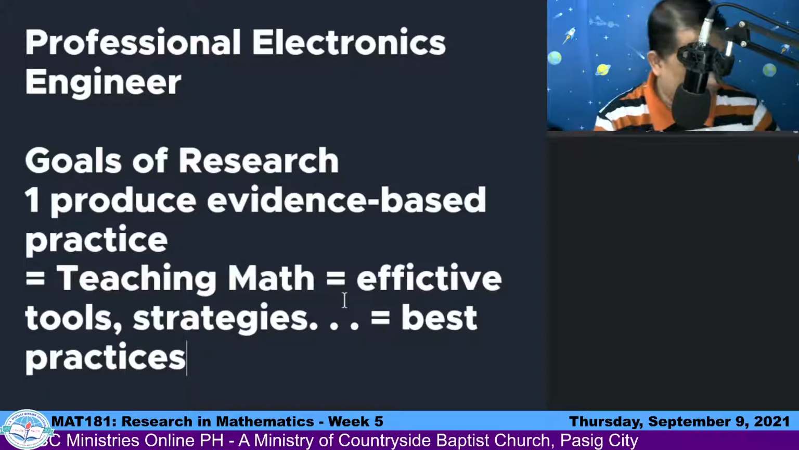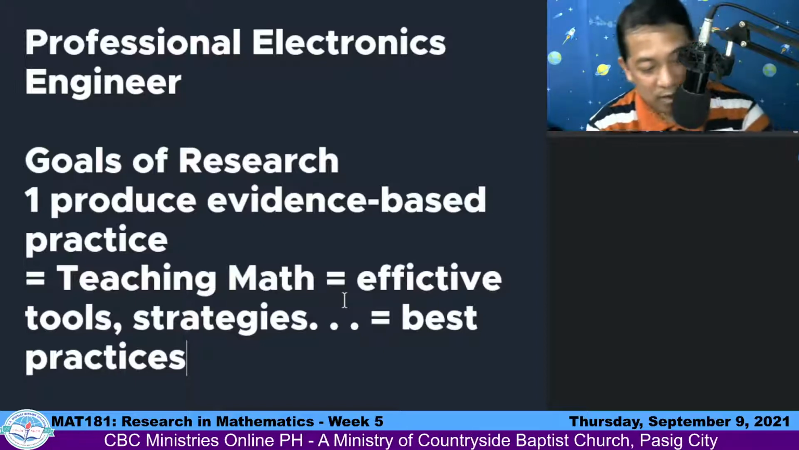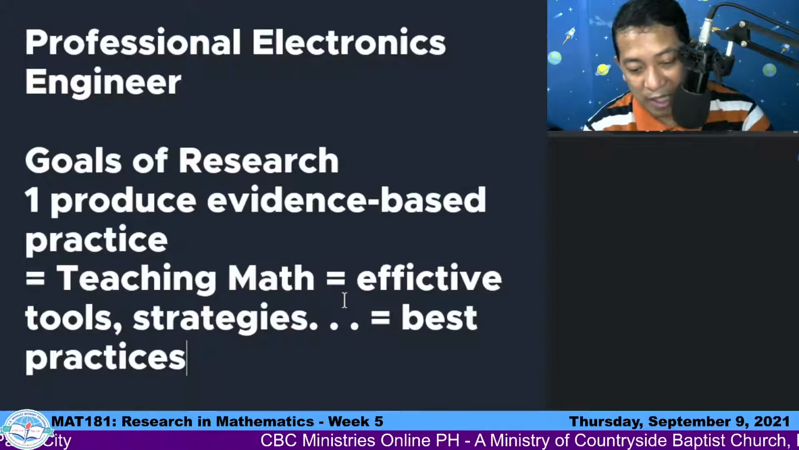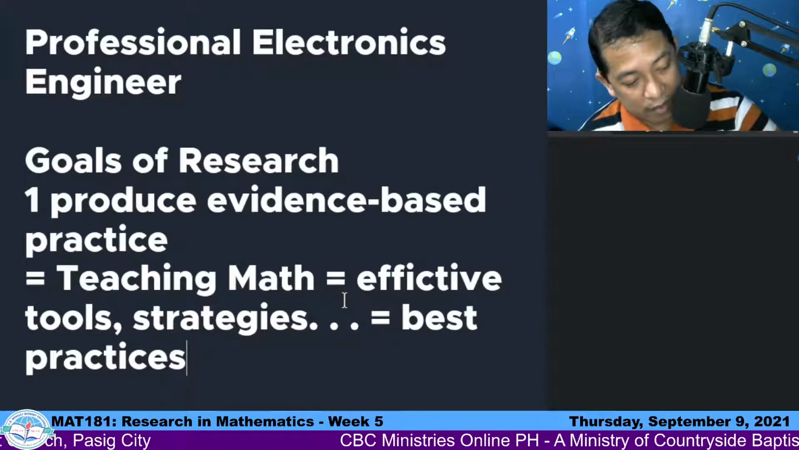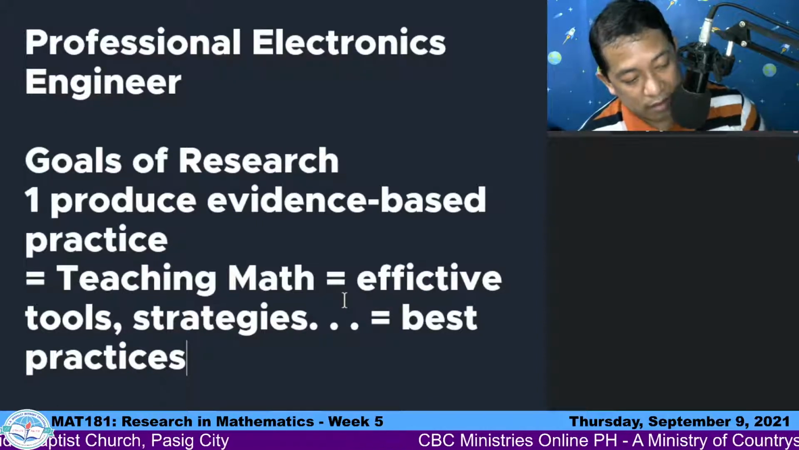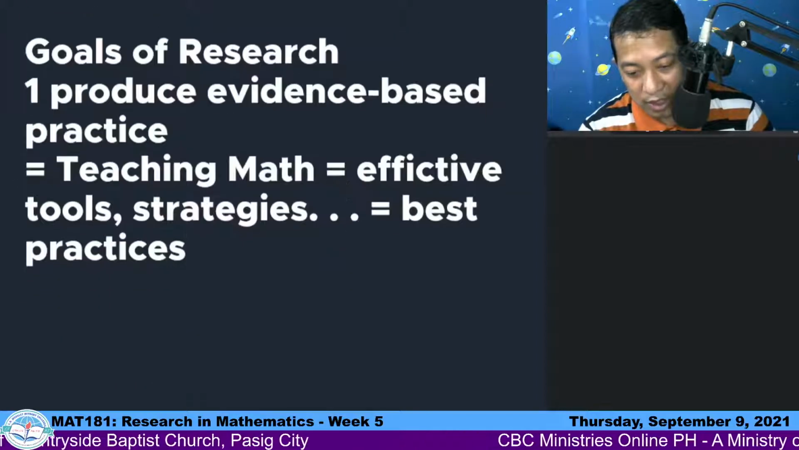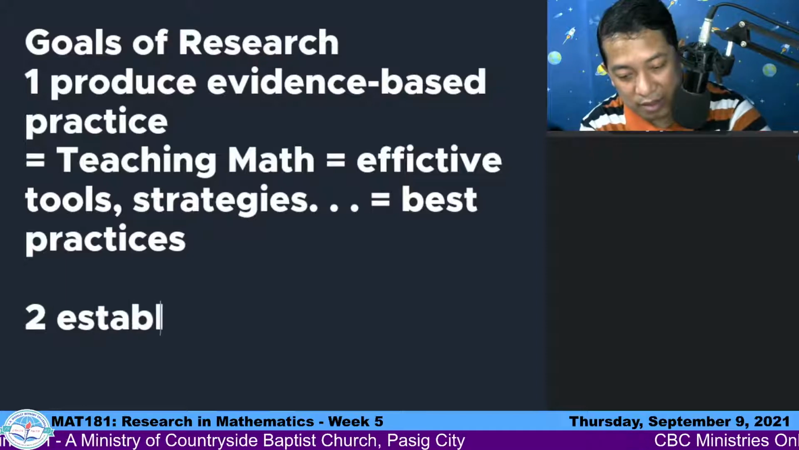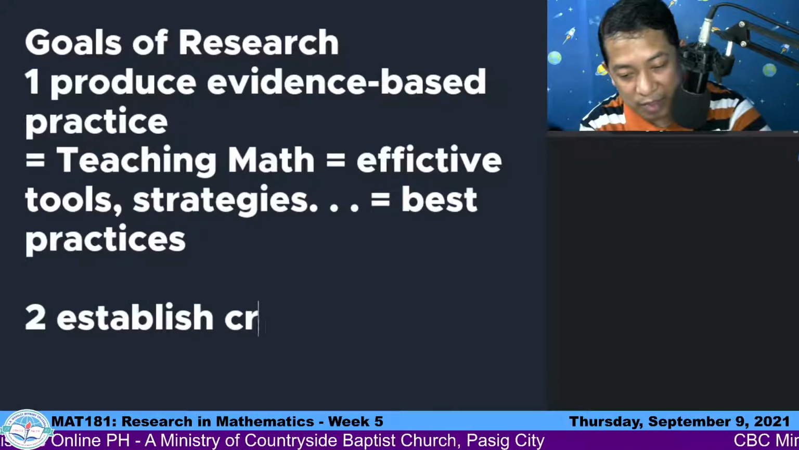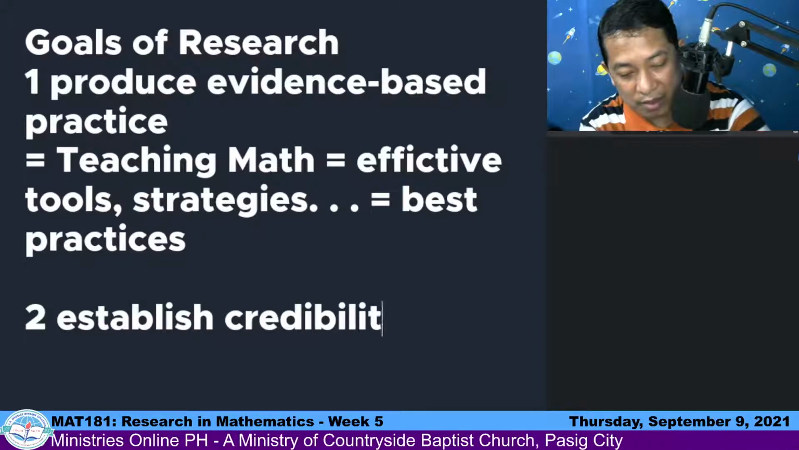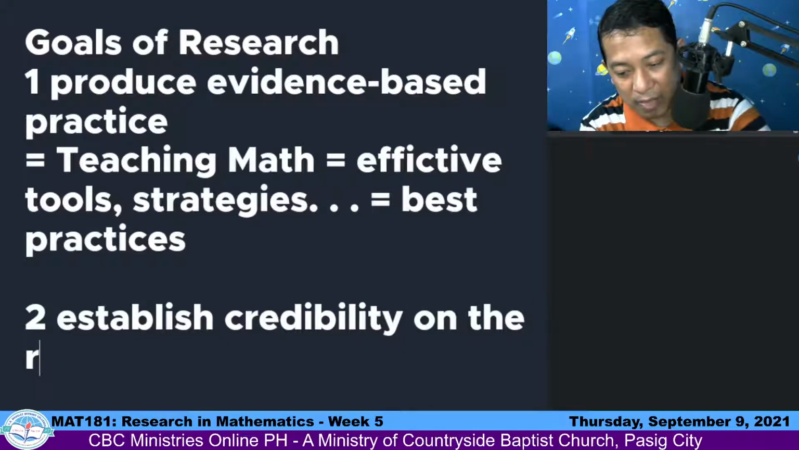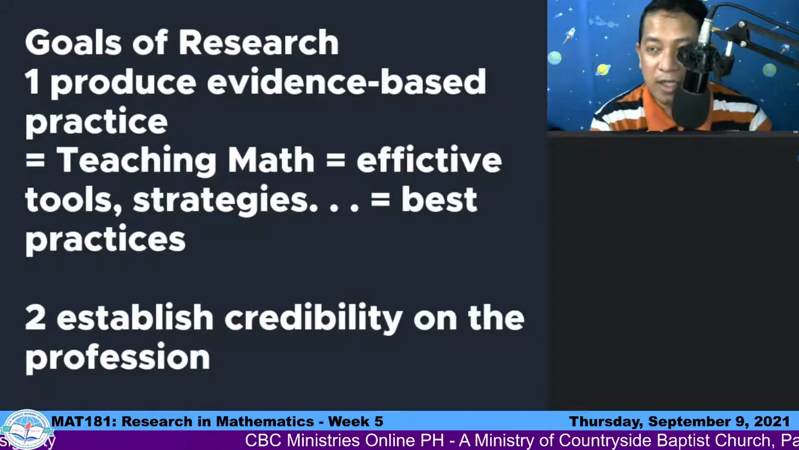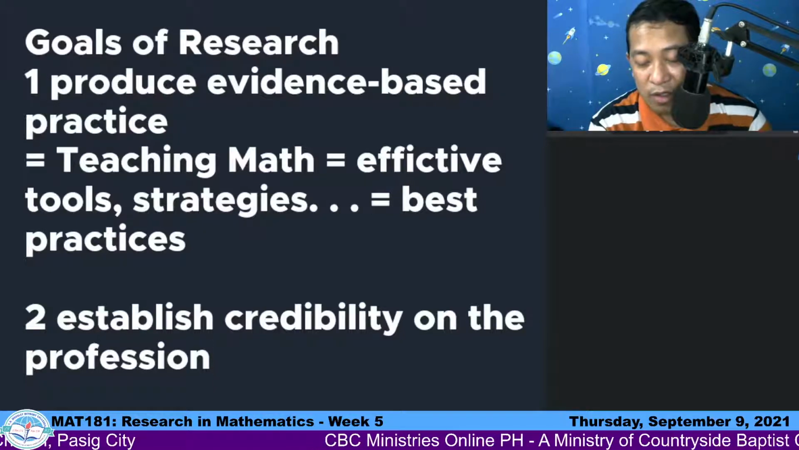So yun, napakahalaga nito that we should produce an evidence-based practice. So of course, another goal of research is to establish credibility. Establish credibility on the profession, as far as your discipline is concerned.